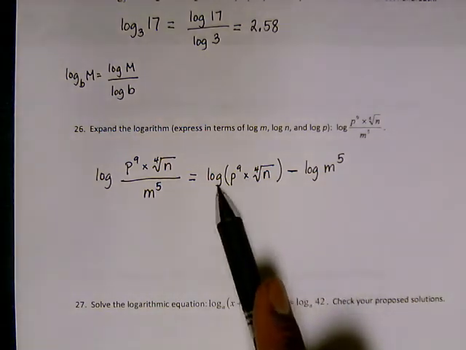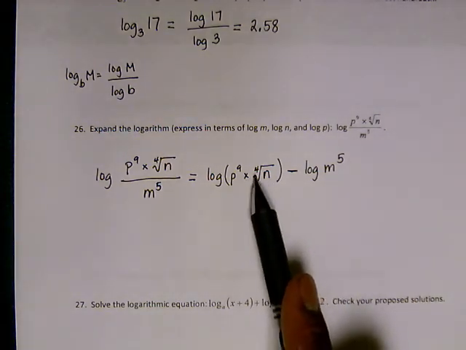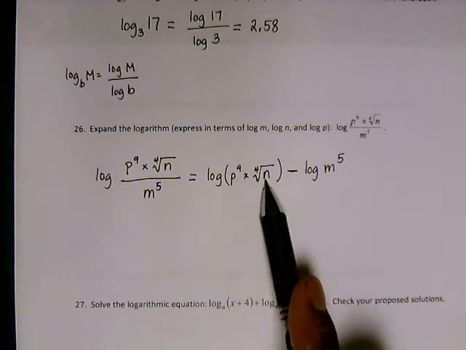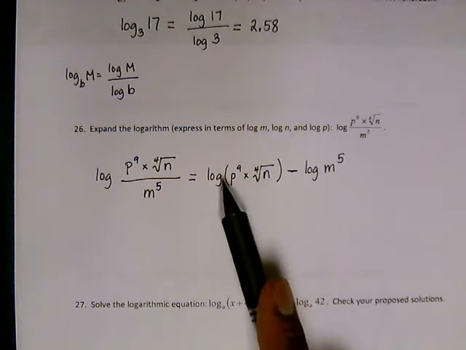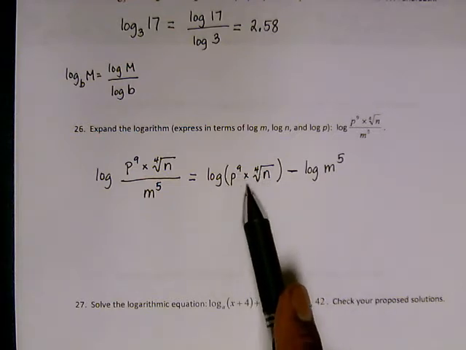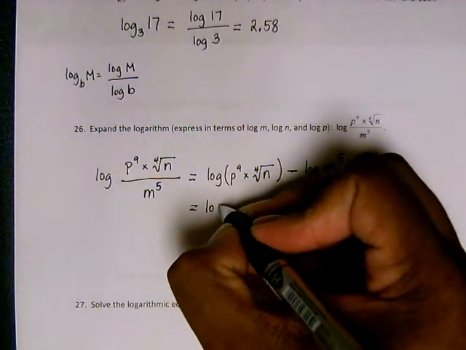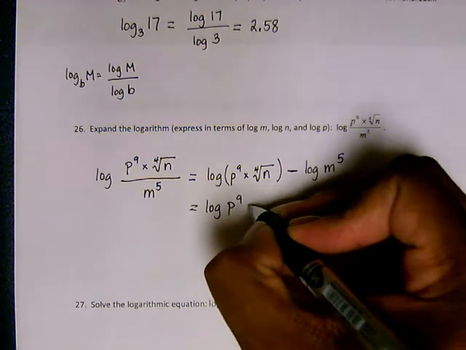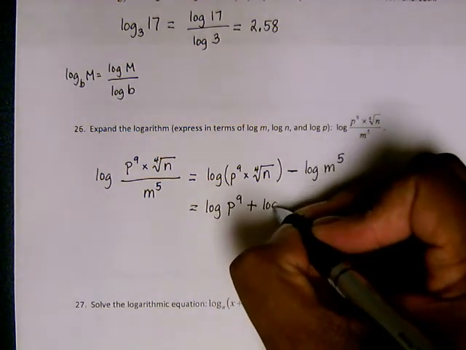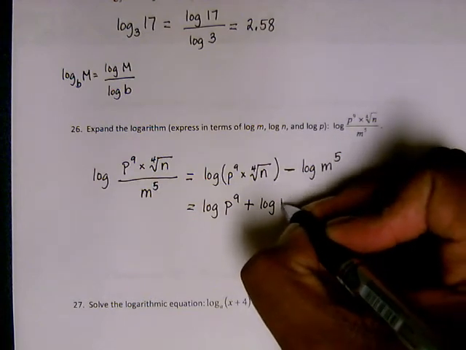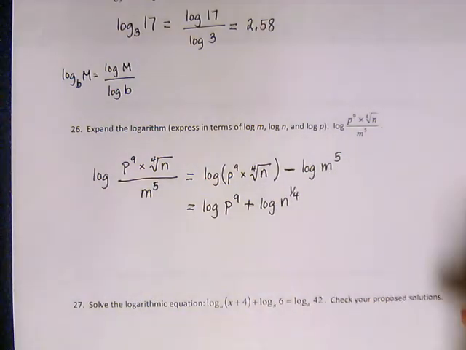Now, this term right here, that's a times sign between p to the 9th and the 4th root of n. So that's the log of a product. I can expand that as the sum of their individual logarithms. So log of p to the 9th times the 4th root of n would be expanded as log of p to the 9th plus the log of, and I'm going to go ahead and change the 4th root of n to its exponential form, n to the 1/4.